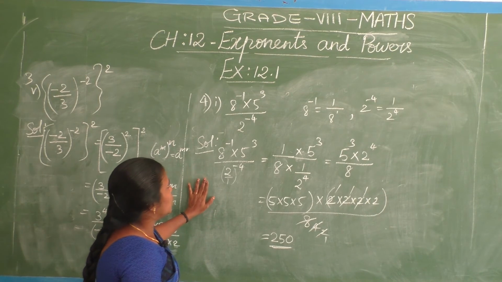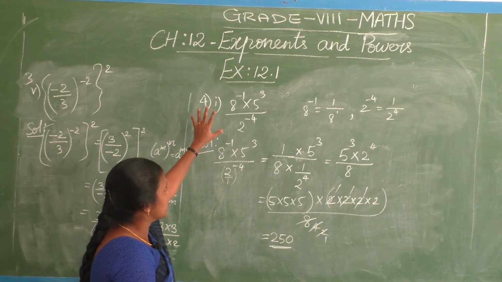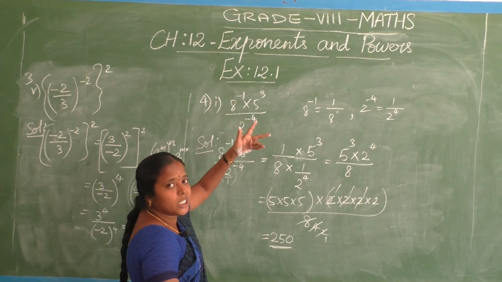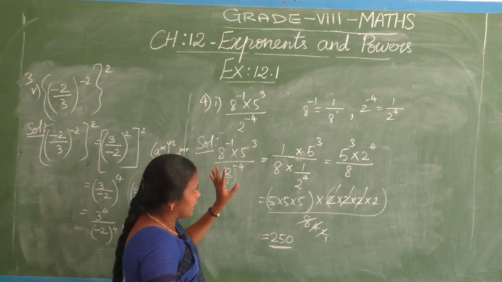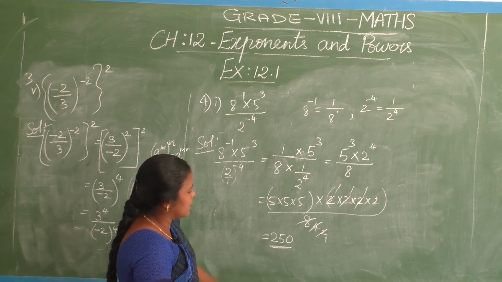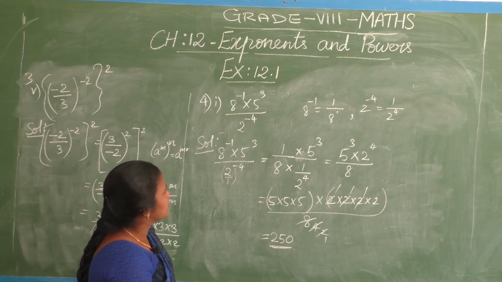Clear? So like this you have to solve step by step. What I did, first of all, see the question, there are two negative powers. Change them into positive powers, apply them in the proper places, then simplify step by step, and you will get the answer 250. Clear?